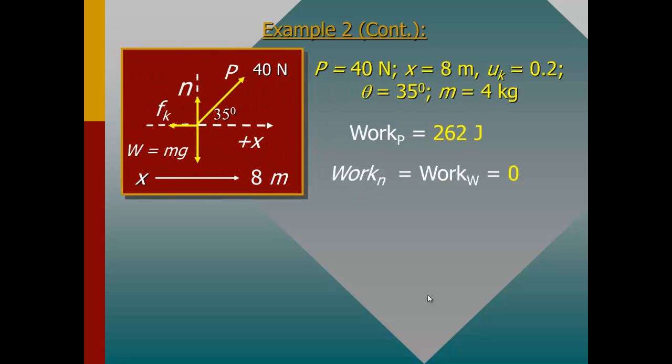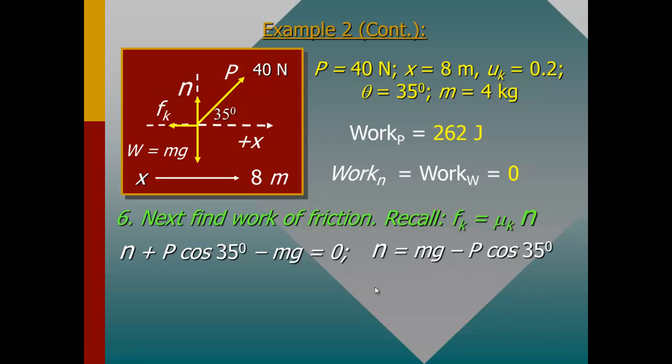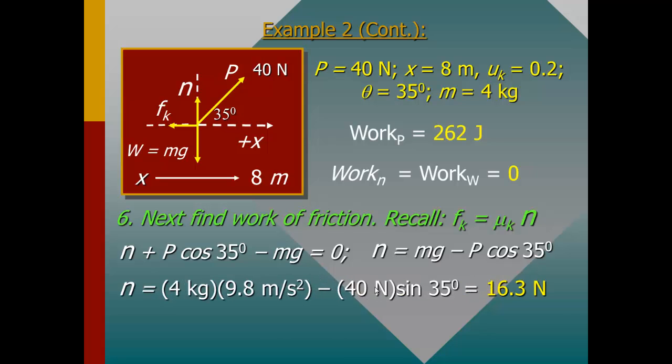Lastly, we find the work done by friction, and the force of friction is the coefficient of kinetic friction times the normal force. So now we know that N plus P cosine of theta minus mg is equal to 0. So we can find the normal force here, and this right here should be sine.